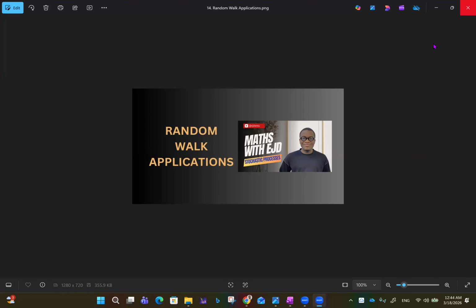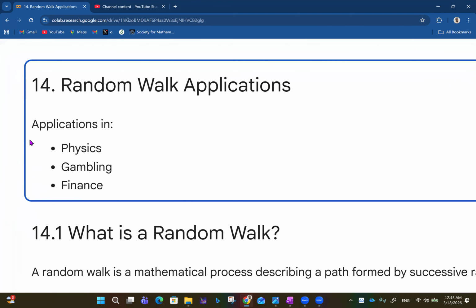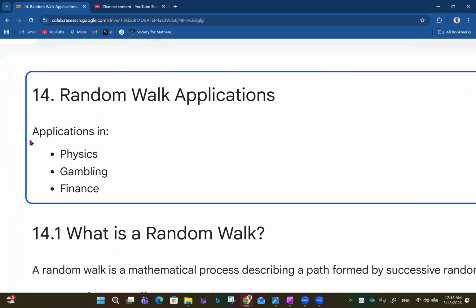Now we come to the last video on random walks. Of course, we still have a long way to go as far as stochastic processes are concerned, but for random walks, this is the fourth video in the sub group, the collection of videos on random walk. So here we look at random walk applications. We see some practical applications of random walk in physics, in gambling, and in finance.